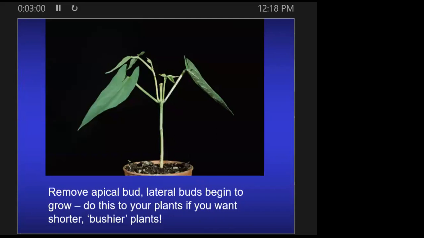Yeah, pruning is certainly, when you prune, you could use this strategy. And pruning also, of course, messes with the partitioning of sugars through the plant too.